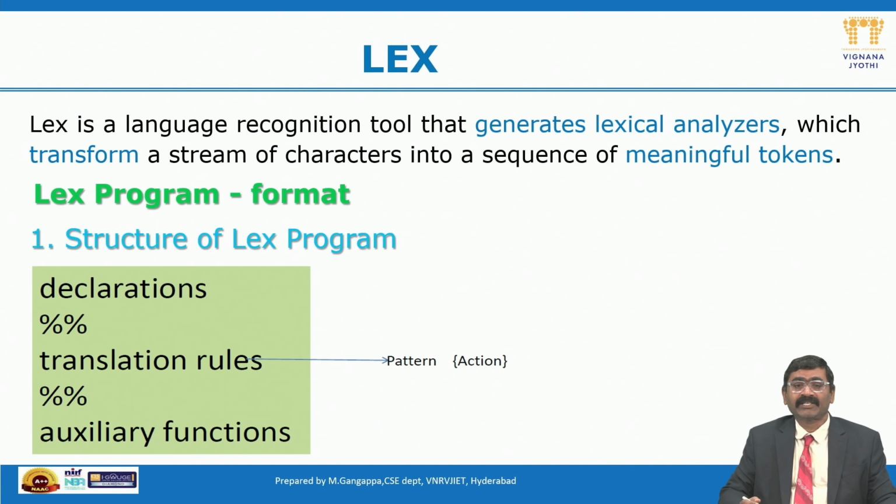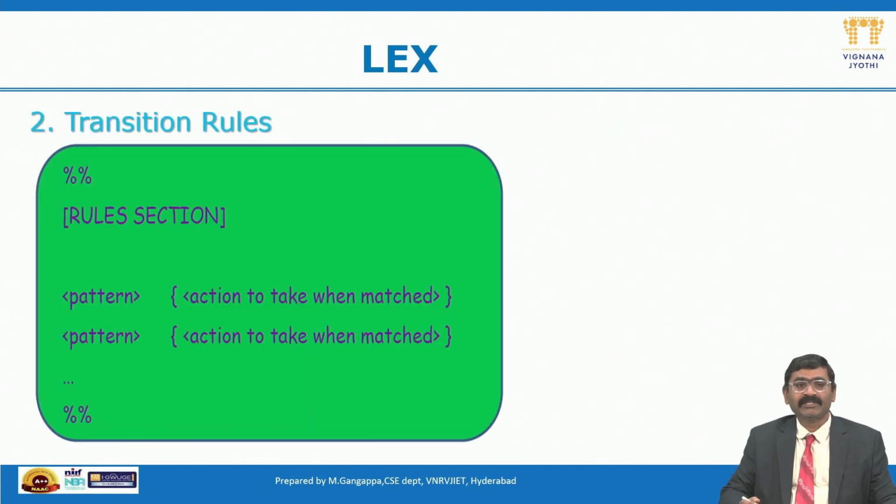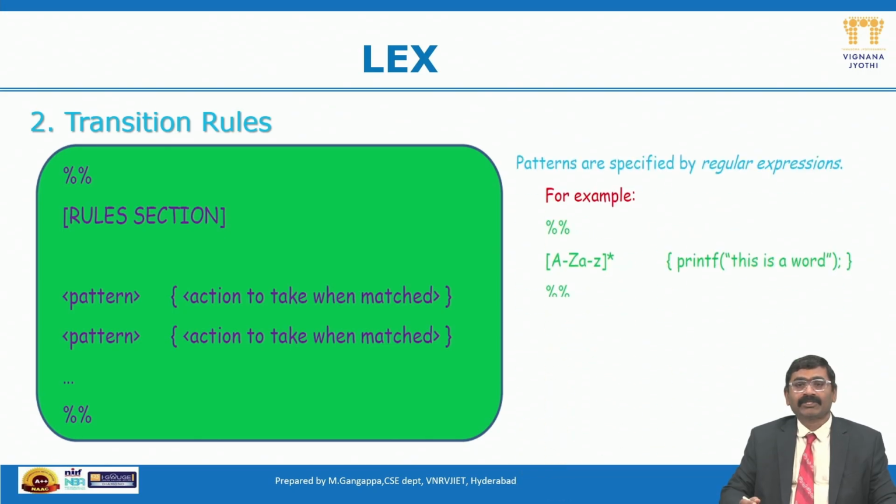Here the transition rule section consists of the following rules. First one is a pattern followed by the corresponding action when that pattern is recognized. So pattern 2 and the corresponding action that is to be taken on that pattern. So this is the structure of the transition rule section. One example for the transition rule section is seen like this.